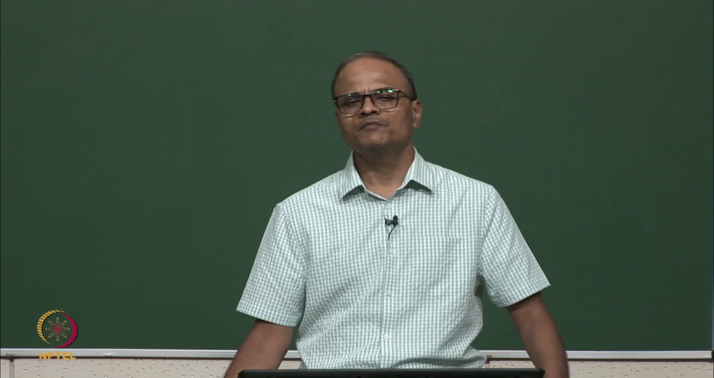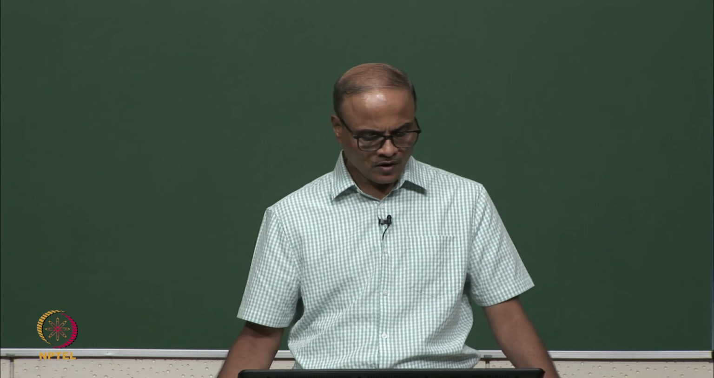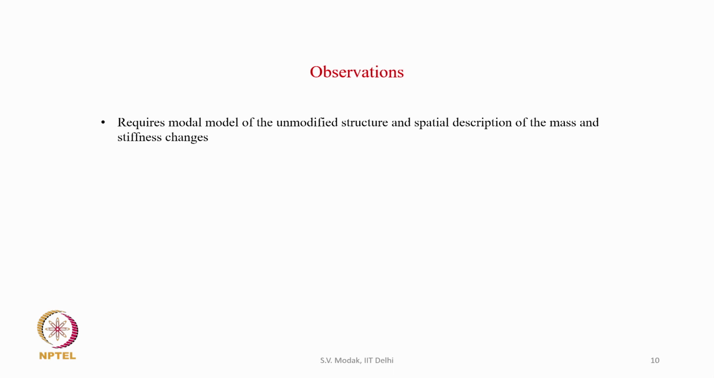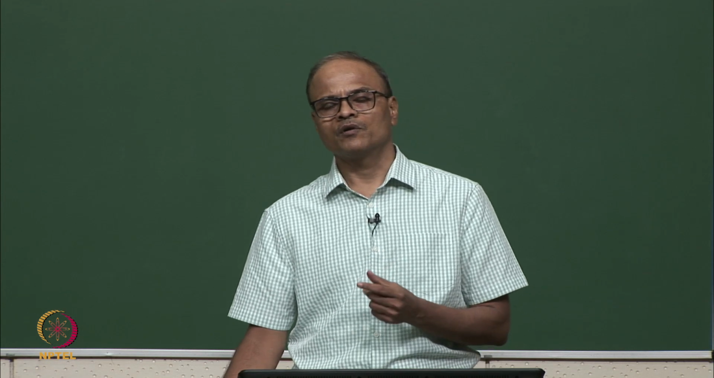Let us now summarize some key observations about the local structural modification method. First, we observe that this method requires the model of the unmodified structure and a spatial description of the mass and stiffness changes due to structural modification. This method does not require the mass and stiffness matrices of the unmodified structure. Therefore, the experimental model can be used for predicting the effects of structural modifications on the dynamic characteristics.